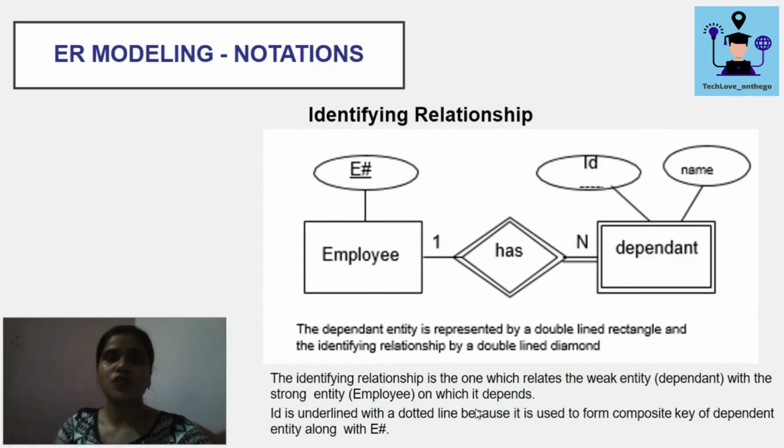So the next question is, what is an identifying relationship? It is usually asked in the examination. An identifying relationship is basically a relationship which exists between a strong entity set and a weak entity set. Here we can see employee is the entity set, and here we can see dependent. The dependent of this employee is also an entity set, but this entity set is the weak entity set, and this employee entity set is the strong entity set.